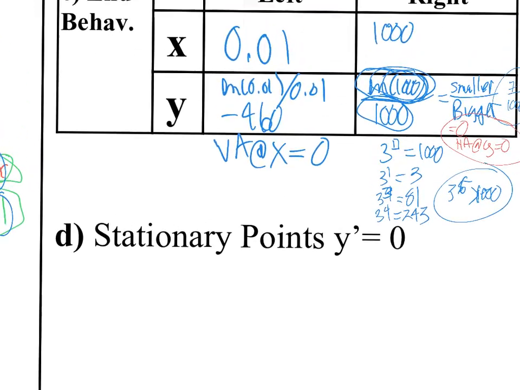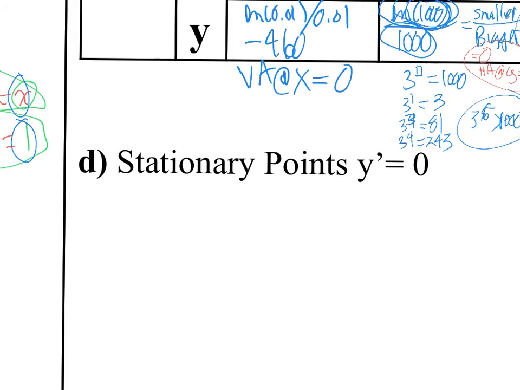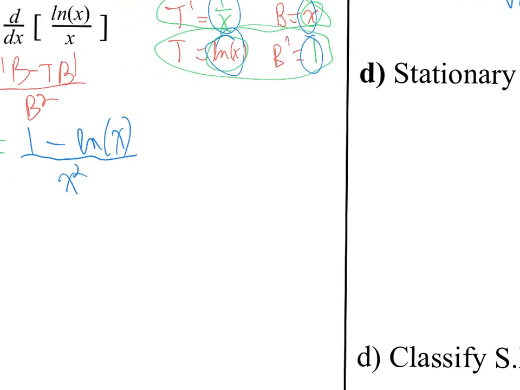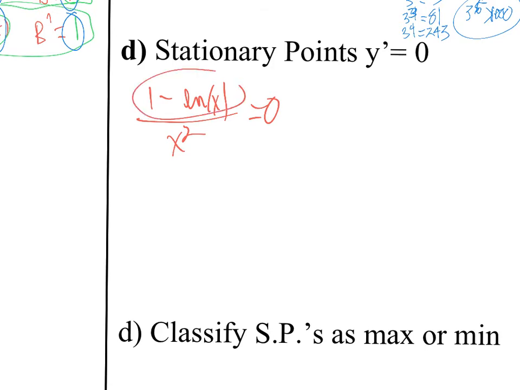Finally, we know our end behavior, our vertical asymptote, our horizontal asymptote, and our x-intercept. Now we need to know our stationary points. We already got the derivative, so we want to set the derivative equal to 0. The derivative from the previous question was 1 minus ln x all over x squared, and that has to equal 0. When is a fraction 0? When the top is 0. So 1 minus ln x is 0, or ln x will equal 1. Again, rewrite it as an exponent: e to the 1 equals x.